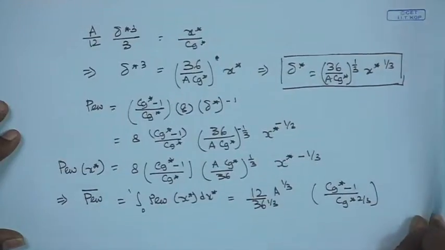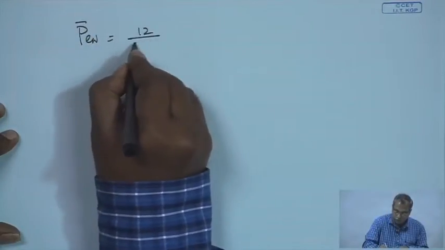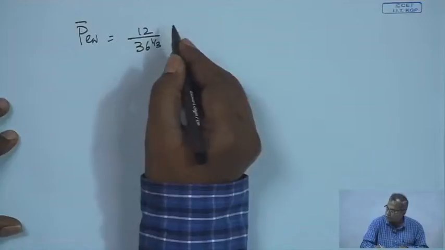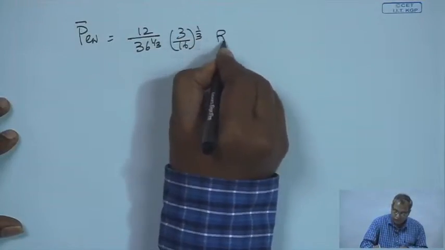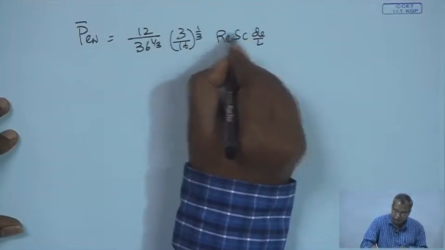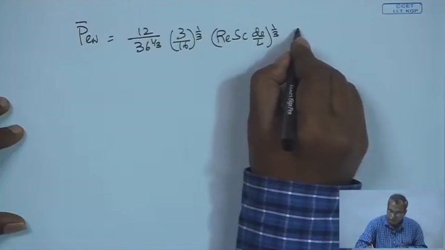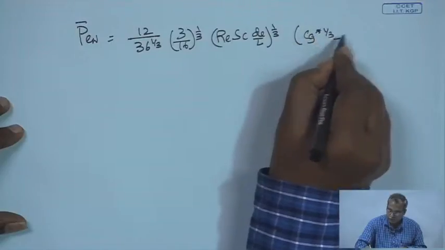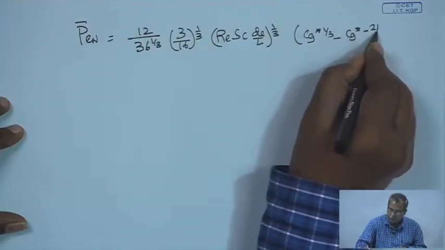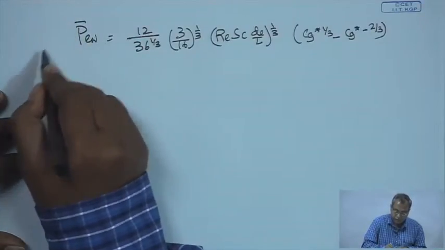So, we are almost close to the expression of length average permeate flux. So, P w bar is equal to 12 divided by 36 to the power 1 upon 3, A is 3 by 16, 1 upon 3, Reynolds Schmidt d by L to the power 1 upon 3 and C g star minus 1 divided by C g star to the power 2 by 3. So, it will be C g star to the power 1 upon 3 minus C g star to the power minus 2 by 3.